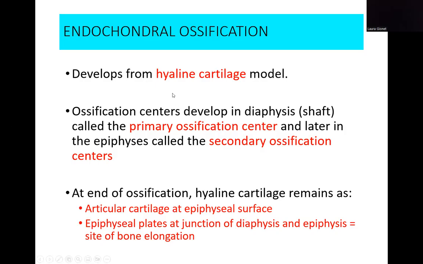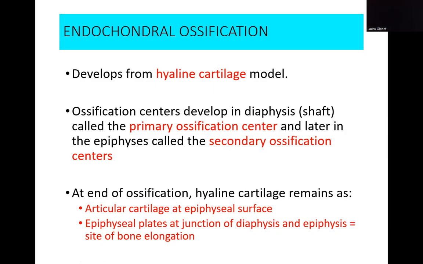Right. But we start with hyaline cartilage. So it's going to be in the light blue color. Right. It develops ossification centers in the diaphysis. We have a primary ossification center and a secondary ossification center. So I'll show you what that's going to look like, because the primary ossification center is the area that changes from cartilage to bone first. And then the secondary ossification centers go through a similar change from cartilage to bone, but this is going to occur at the epiphyses.